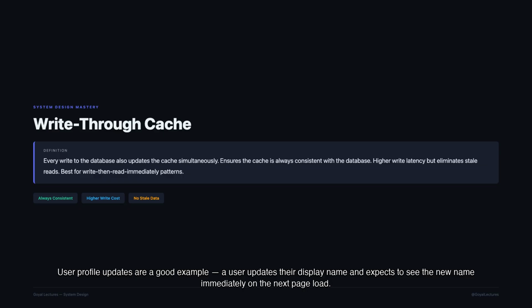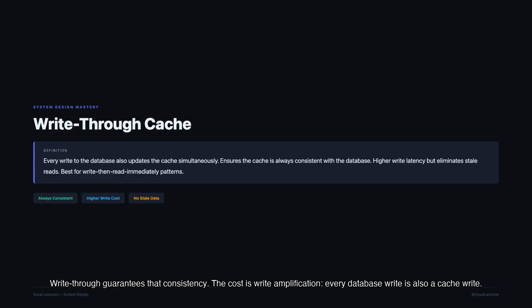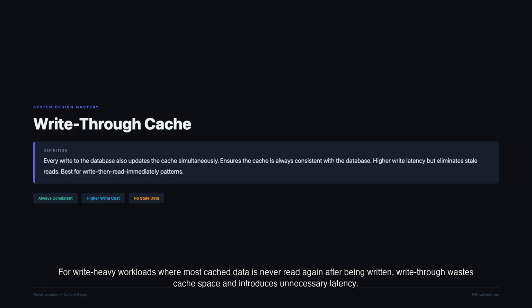Every database write is also a cache write. For write-heavy workloads where most cache data is never read again after being written, write-through wastes cache space and introduces unnecessary latency. In those cases, cache aside with TTL is more appropriate.